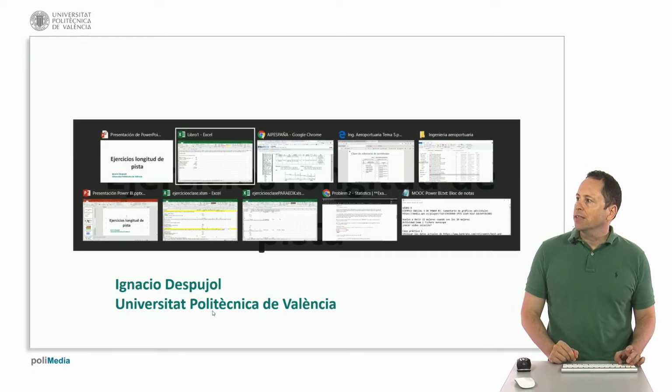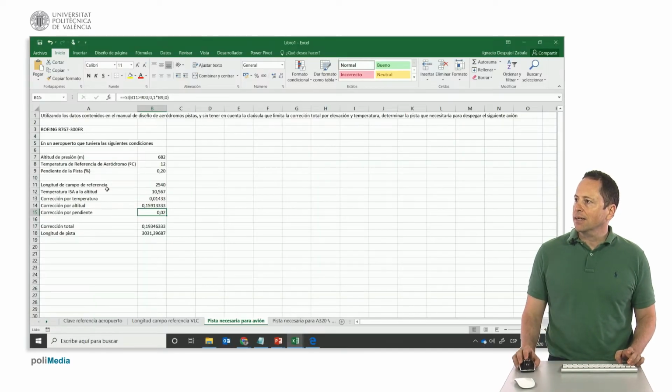For that, we go to this book of Excel and here we say that we want to know, using the data in the manual for the design of aerodromes, runways and without taking into account the clause which limits the total altitude correction and temperature, the runway necessary to take off the following aircraft: a Boeing 767-300 extended range.